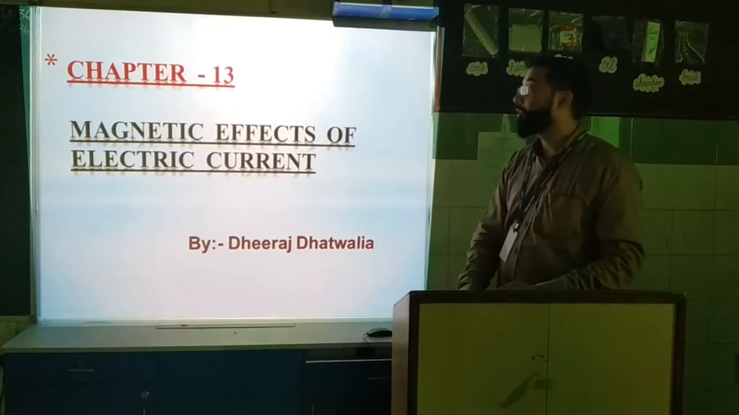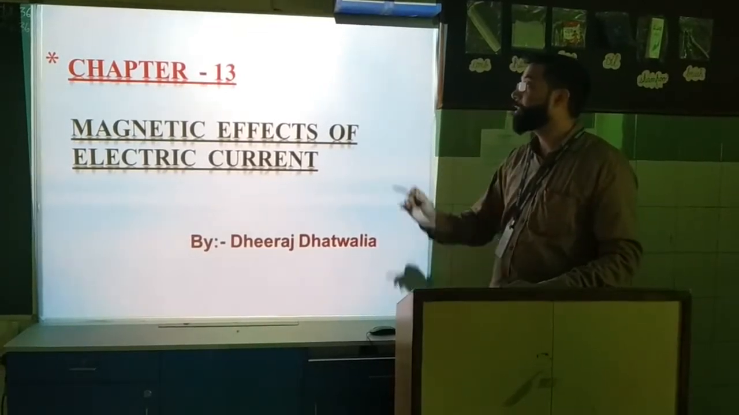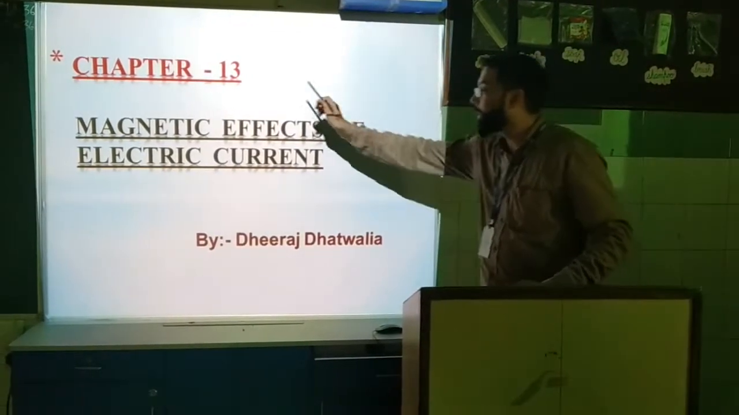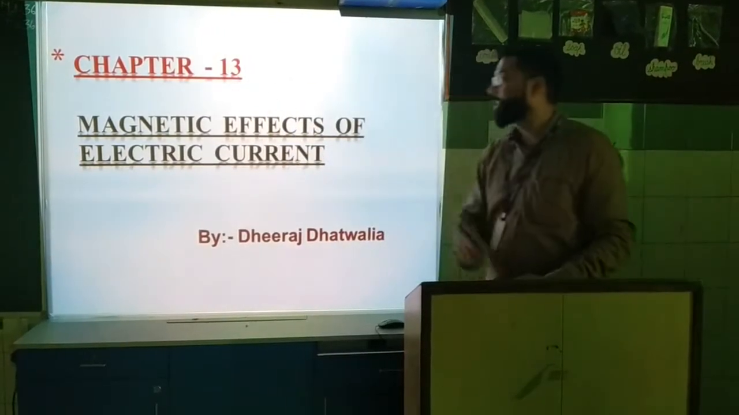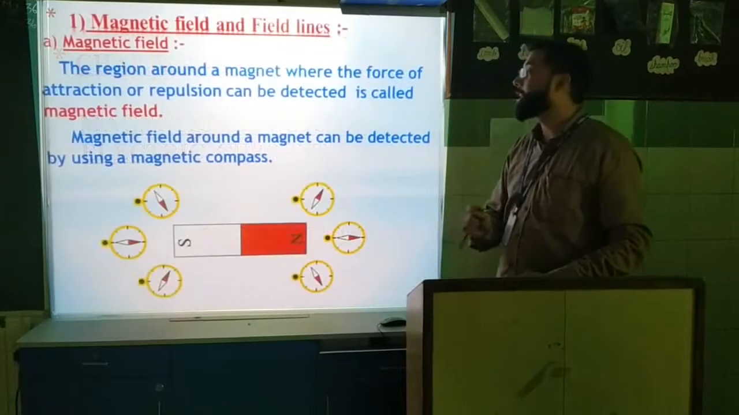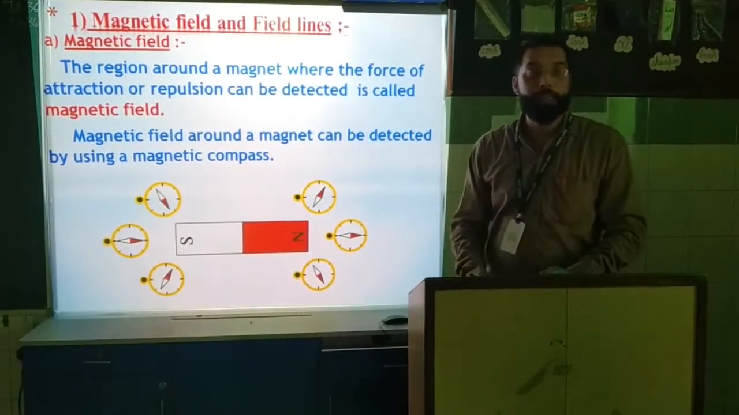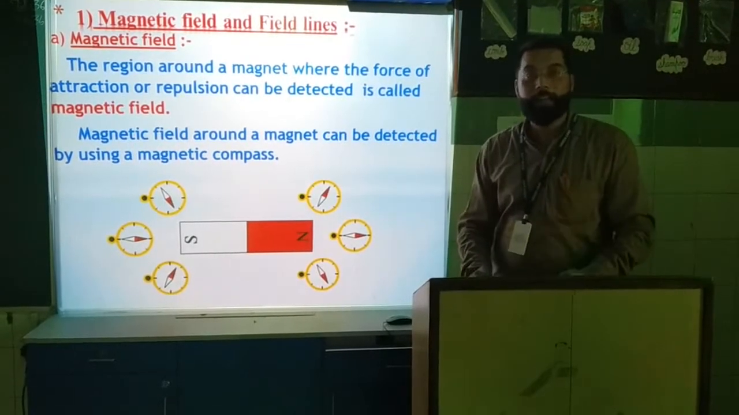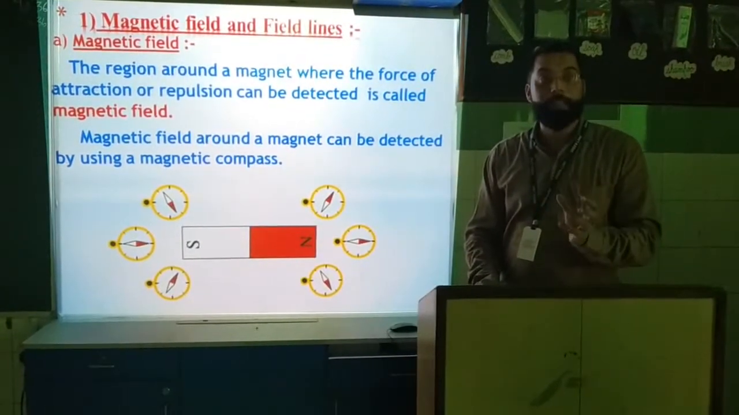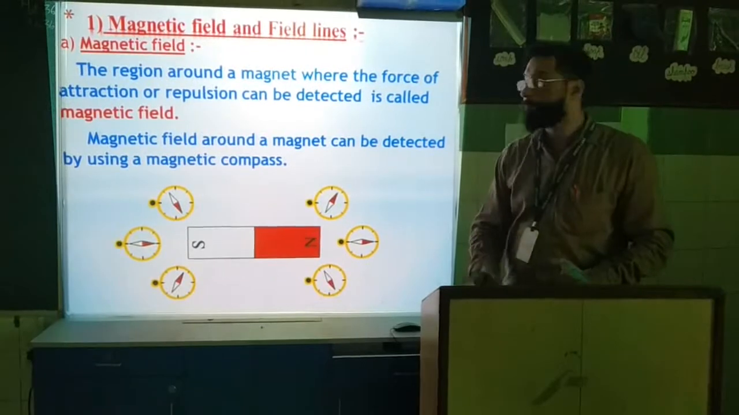Today we are going to start a new chapter of class 10, chapter 13, magnetic effects of electric current. Before starting this chapter, one should know what a magnet is. A magnet is a substance which attracts iron or substances made of iron.